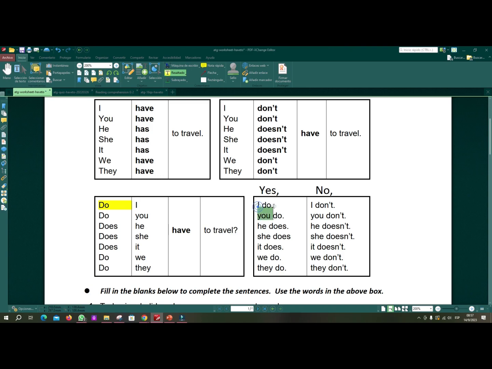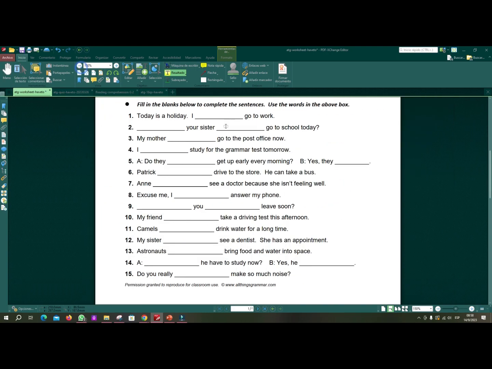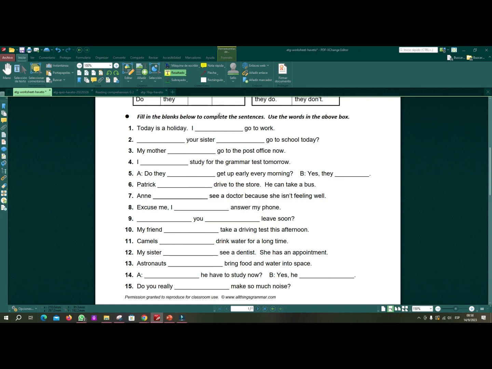So yes, I do, right? Or if it is negative, no, I don't. If you're using a third person singular subject, so does she have to travel? Yes, she does. Here you need to answer with the auxiliary in this case. So, no, she doesn't. That would be the other answer for that. So, fill in the blanks below to complete the sentences. There you have 15 sentences. And use the words in the verb box.